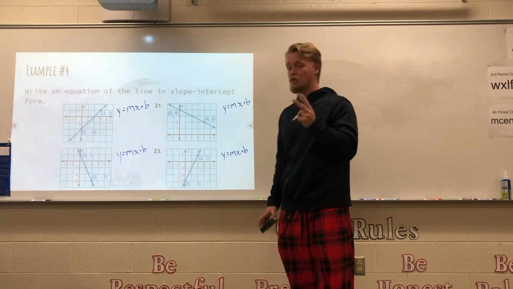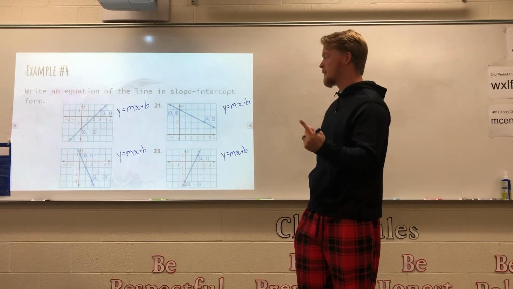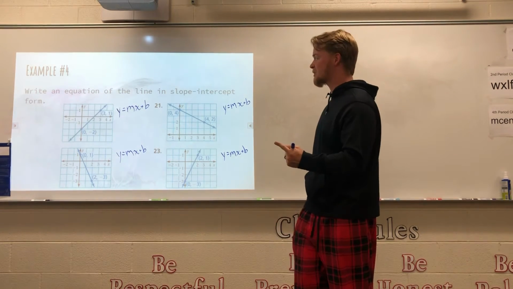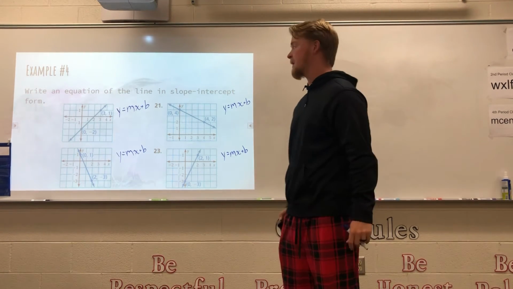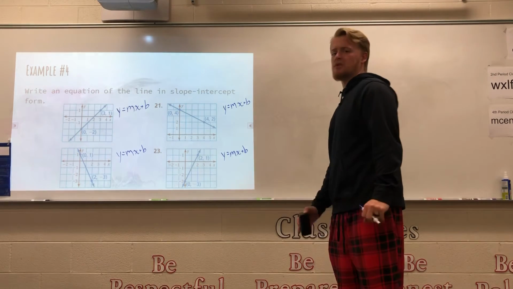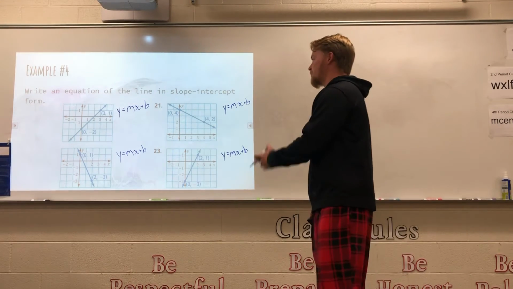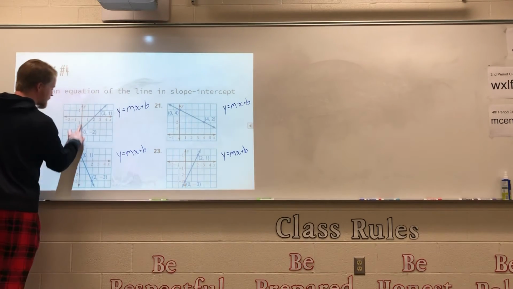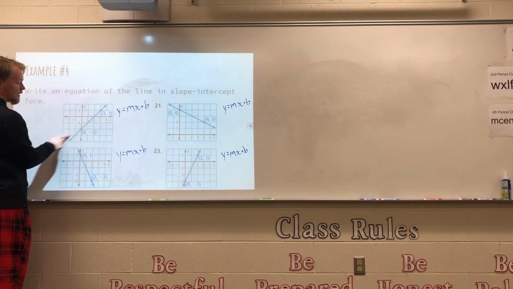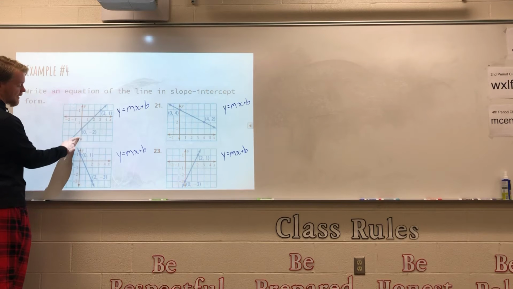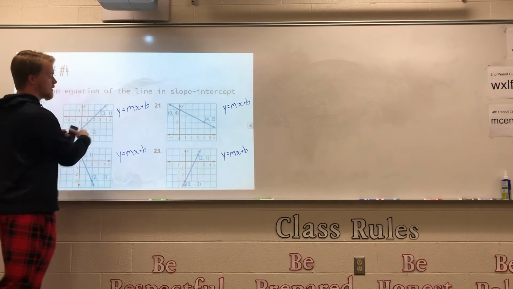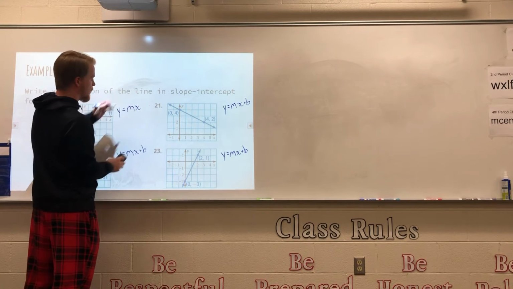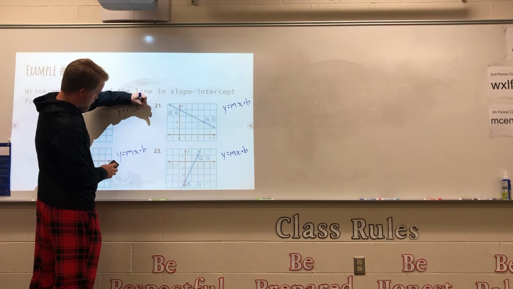So remember, the 2 things we need to replace are our m and our b. Our m is our slope. Our b is our y-intercept. Y-intercept is usually easier to be able to pick out. So if I look at this first one, on my y-axis, where this line crosses that y-axis is at -2. So that means in place of b, I'm going to put -2.